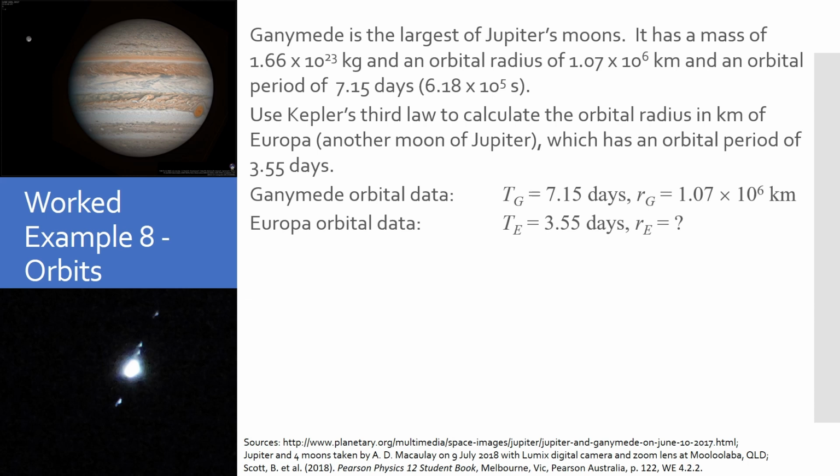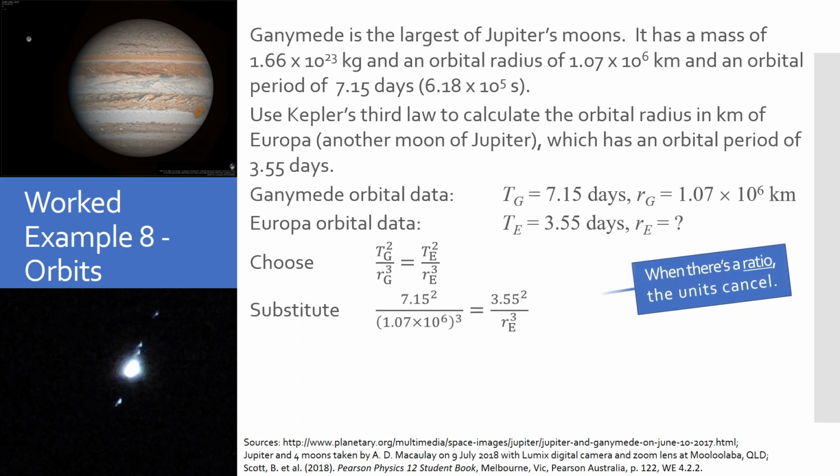To write down the data, group together Ganymede's orbital data, as I put there, and Europa's orbital data. And use this formula, T squared on R cubed for Ganymede equals T squared on R cubed for Europa. Then substitute carefully. Please note in this formula, we actually don't need SI units because where there's a ratio, it cancels the units. It's a ratio squared over a ratio cubed, so the units cancel. This is the exception to the rule of bringing everything to SI units first.